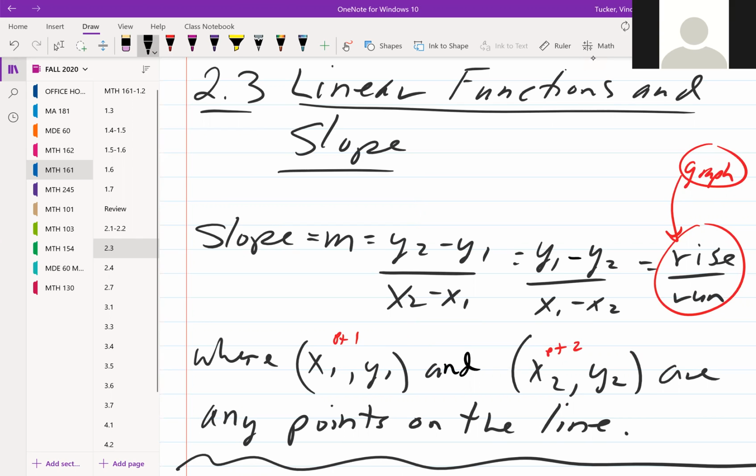So the 2 points, x1, y1, and x2, y2 are any points on the line that you're referring to. And so that's going to give us the ability to calculate or put a number on the slope, the steepness or the slant of a line, just like when you talk about slope of a mountain, slope of a roof, or a ramp. It's the same idea, but we put a numerical value to it.